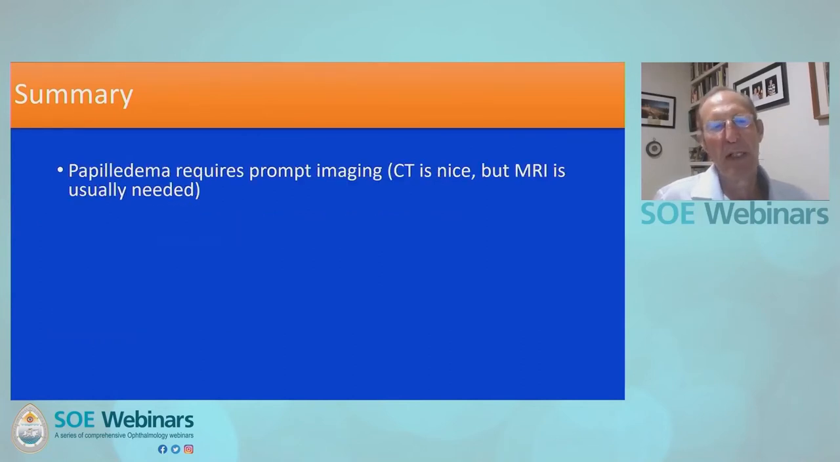The fourth point is that papilledema requires prompt imaging. You cannot delay the diagnosis, even though it may be idiopathic intracranial hypertension of rather chronic duration and not in need of urgent diagnosis, but you don't know that beforehand. We typically say that CT scan is a nice screening tool, but MRI scan is what you really need here. So it's going to be getting the patient to the MRI scanner as soon as possible, which might mean through an emergency room.